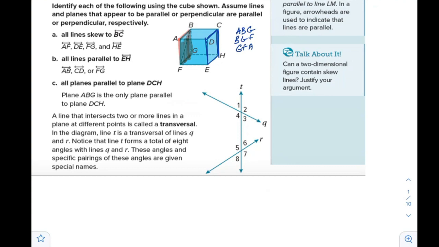Notice line T intersects lines Q and R at two different points, so we call it a transversal. Line T is a transversal of lines Q and R. Notice that line T forms a total of 8 angles with lines Q and R. If you have any two lines cut by a transversal, then you will have 8 angles. We will study also the relations between these angles.